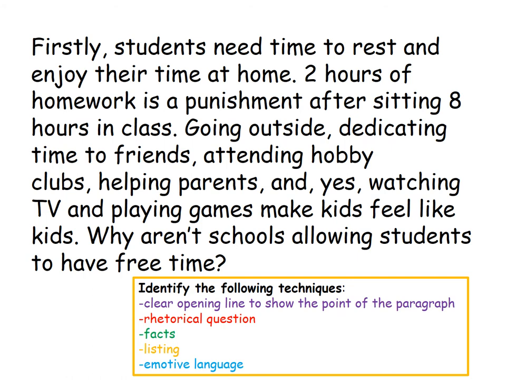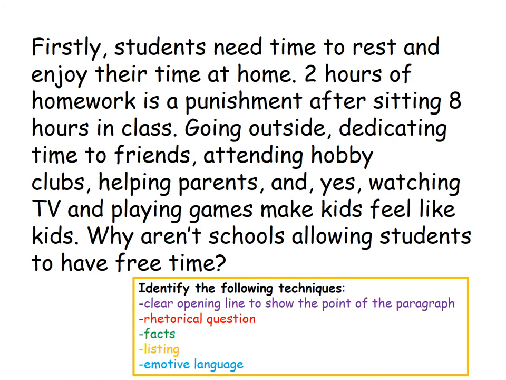So once again, I've given you a list of techniques at the bottom to find. This time I've given you 5. So I need an opening line which shows what the paragraph's going to be talking about, rhetorical question, so you're going to look for the question mark for that. Facts, remember to look for numbers for your facts or names.